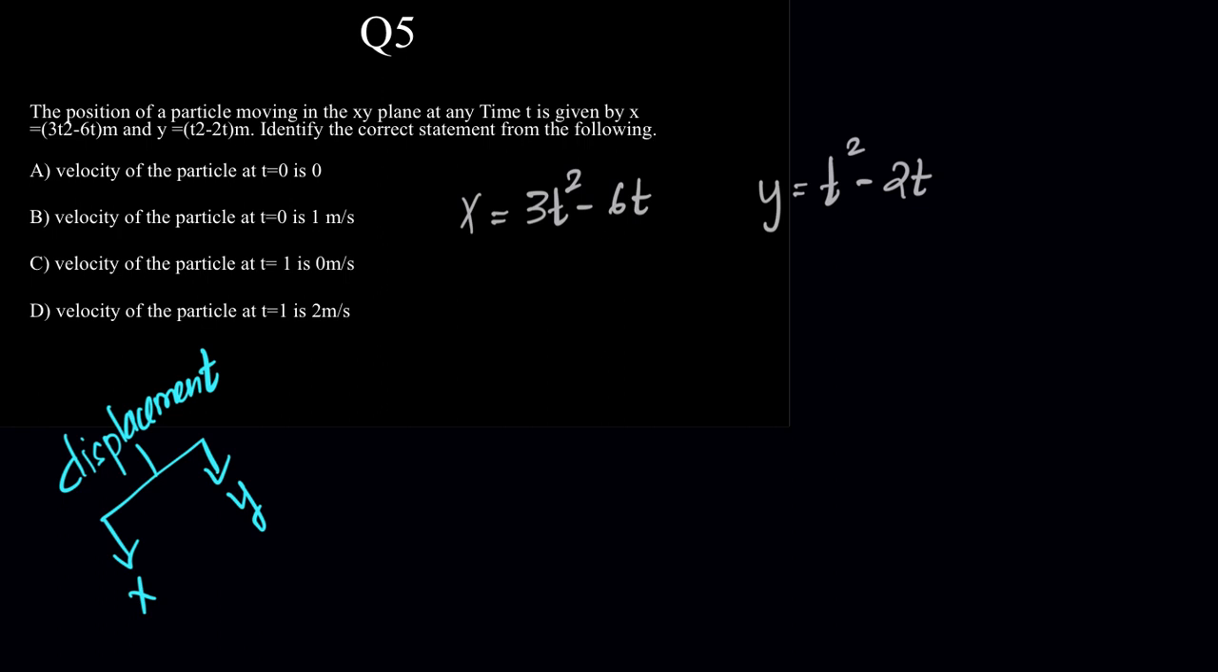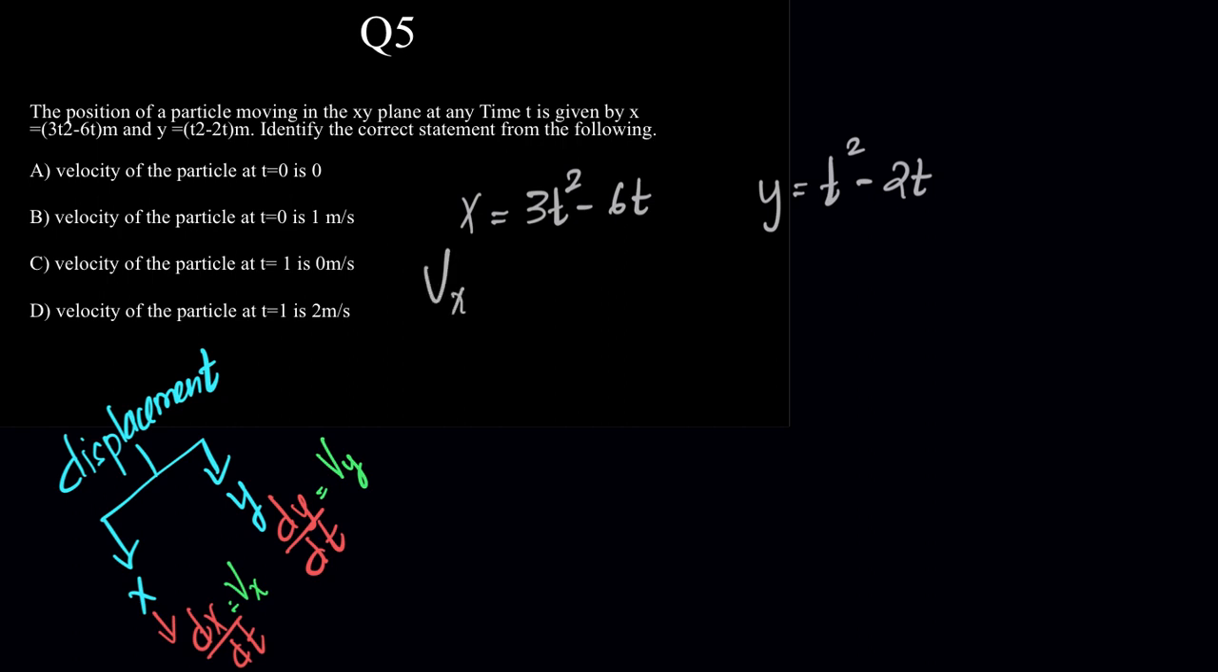Now we know that the rate of change of displacement is nothing but velocity, which means dx by dt is also velocity and dy by dt is also velocity. But then what is dx by dt? Dx by dt is velocity in the x direction, and dy by dt is velocity in the y direction.